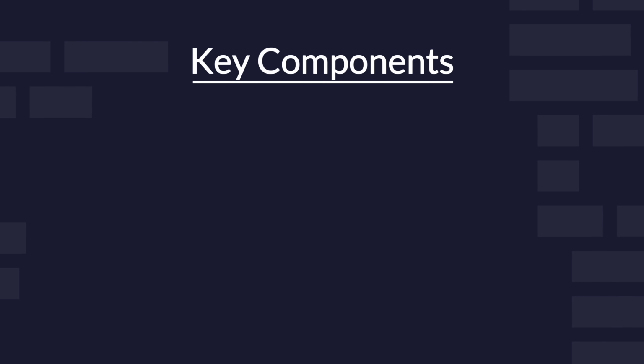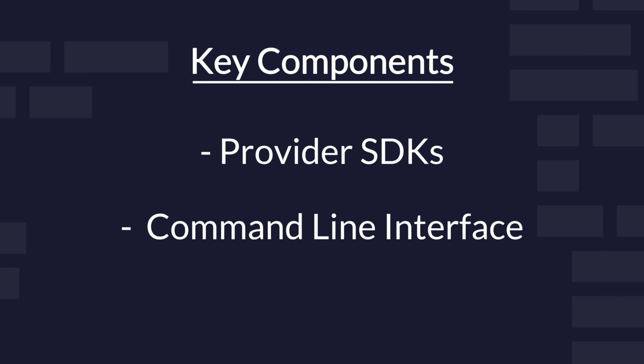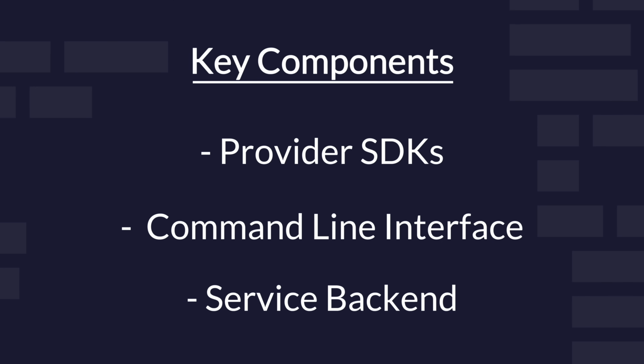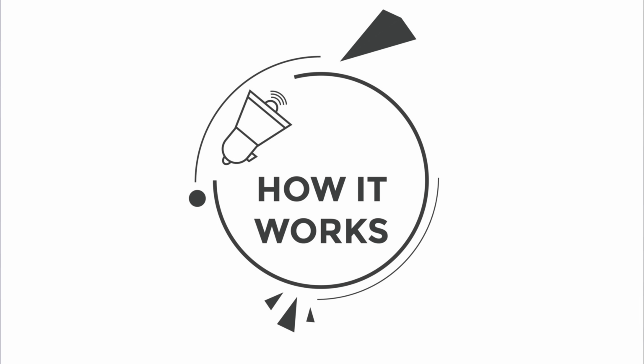Let's look at the key components of Pulumi. One is provider SDKs. These are installable packages that your program consumes. Pulumi supports over 75 providers, with new ones being added regularly. The command line interface is a tool that users can use to run previews and updates on their infrastructure programs. The service backend is the default state storage service for all Pulumi projects. It stores a snapshot of the state of your resources, known as the checkpoint, every time you update your cloud resources using Pulumi.